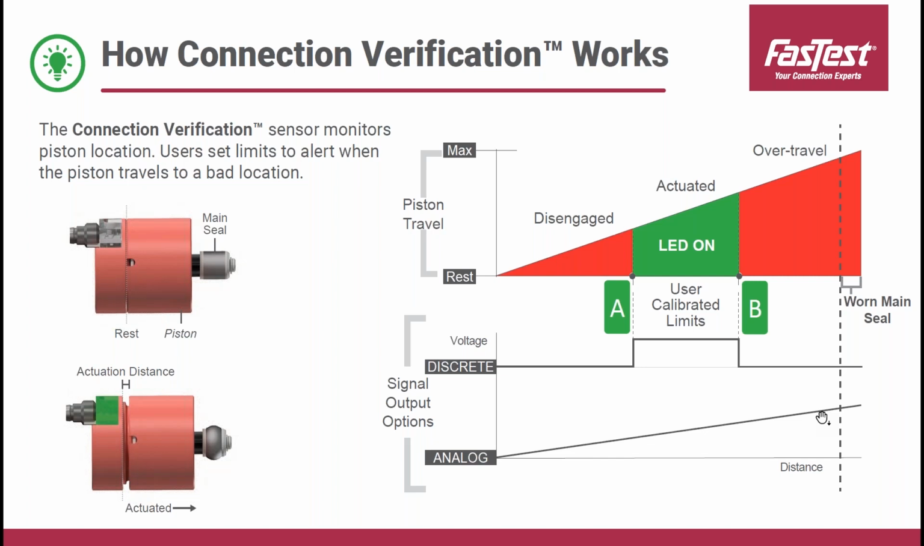We can provide a worn main seal alert with connection verification, and specifically the analog output version of it. In our testing, we found that when that piston reaches its maximum limit, no more force is applied to the seal, and you start to see leaks occur. And we'll see some of that functionality in the demo in a little bit.